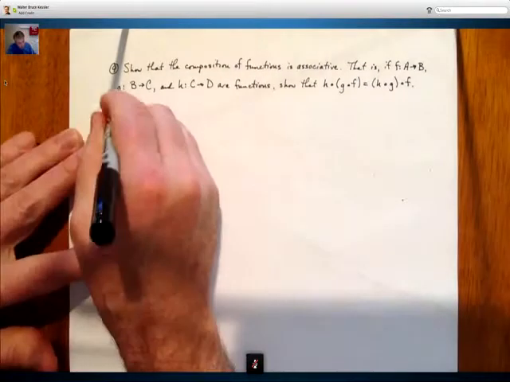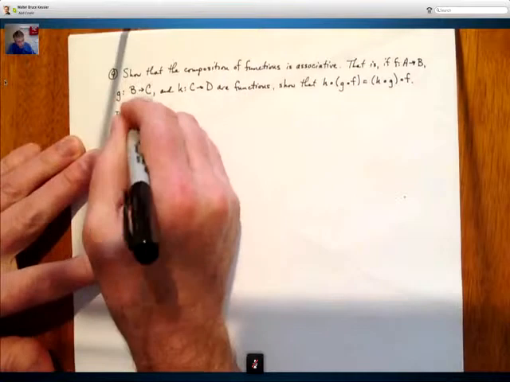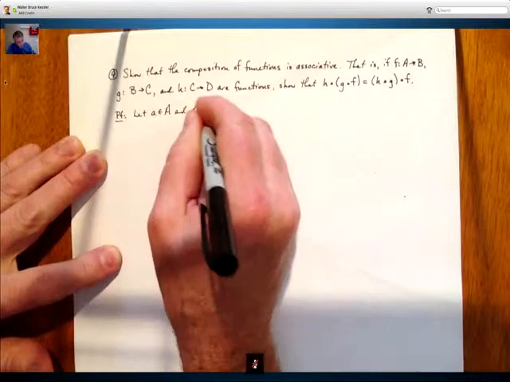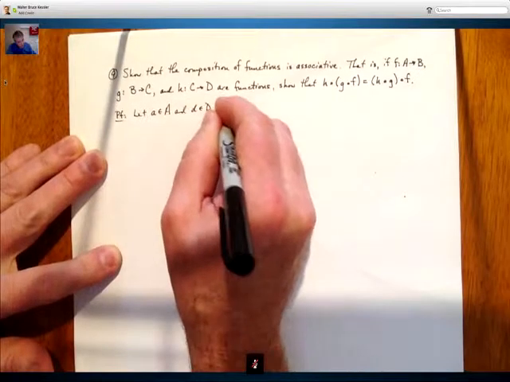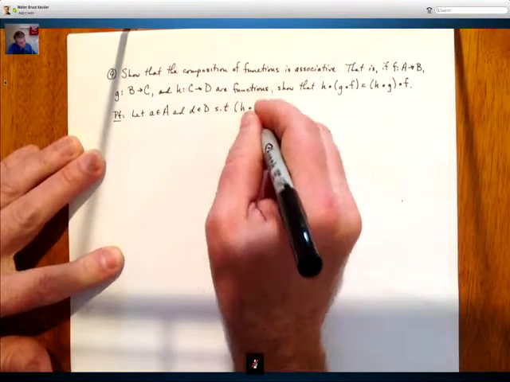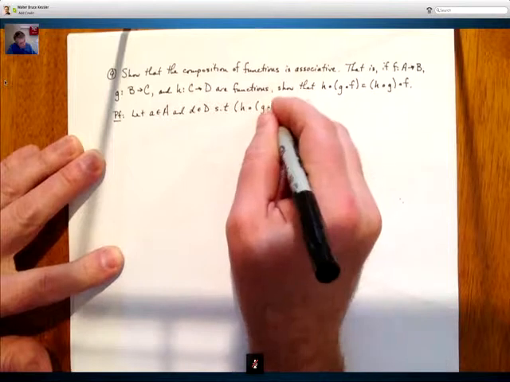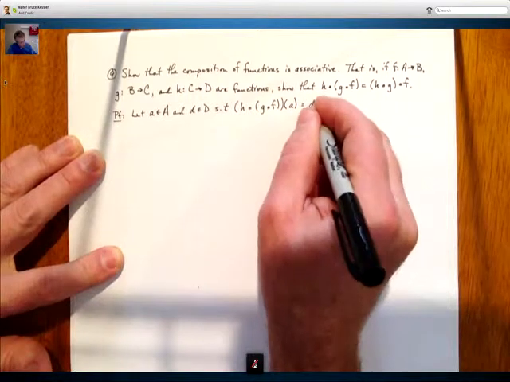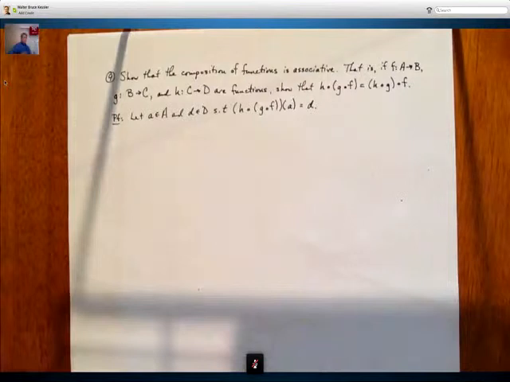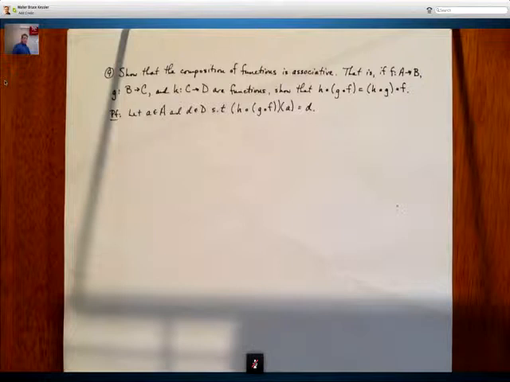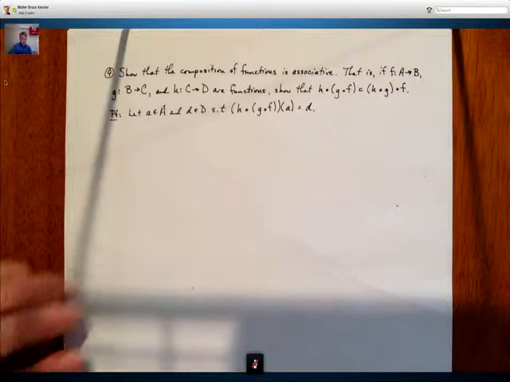So let's start by saying, all right, let a be an element of A and d be something in the set D, such that if I take h of the quantity g of f of a, then that gives me d. Now basically what we're saying there, if we go back to our relation proof, is that the ordered pair (a, d) is in this function. Okay?